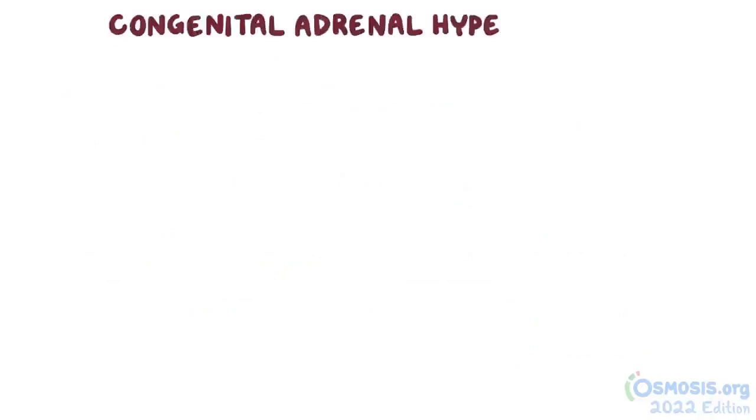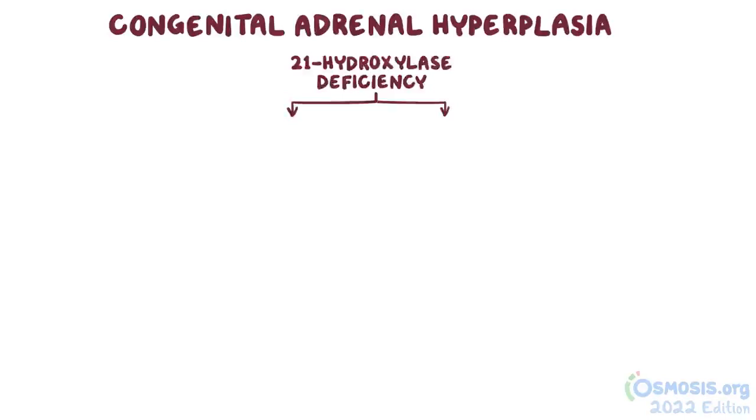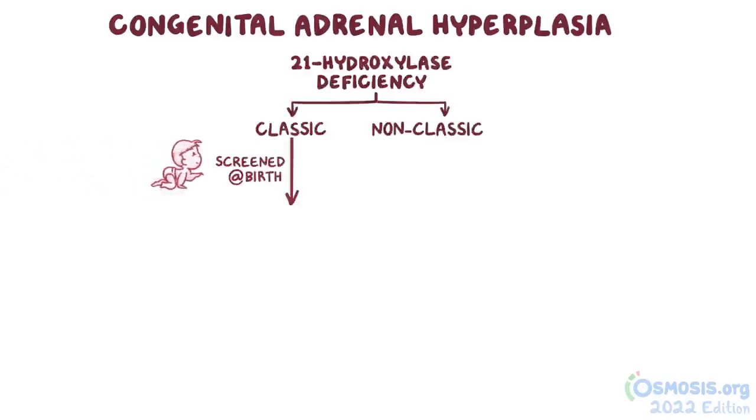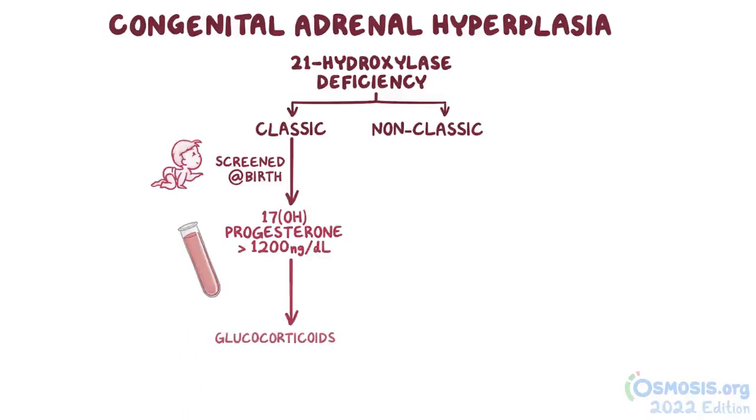Alright, as a quick recap. Congenital adrenal hyperplasia is most frequently because of 21-hydroxylase deficiency, which can be classic or non-classic. Classic 21-hydroxylase deficiency is screened for at birth, and a serum concentration of 17-hydroxyprogesterone above 1200 nanograms per deciliter is diagnostic of 21-hydroxylase deficiency. Lifelong substitution treatment with glucocorticoids is required, as well as mineralocorticoid replacement for the salt-losing forms.